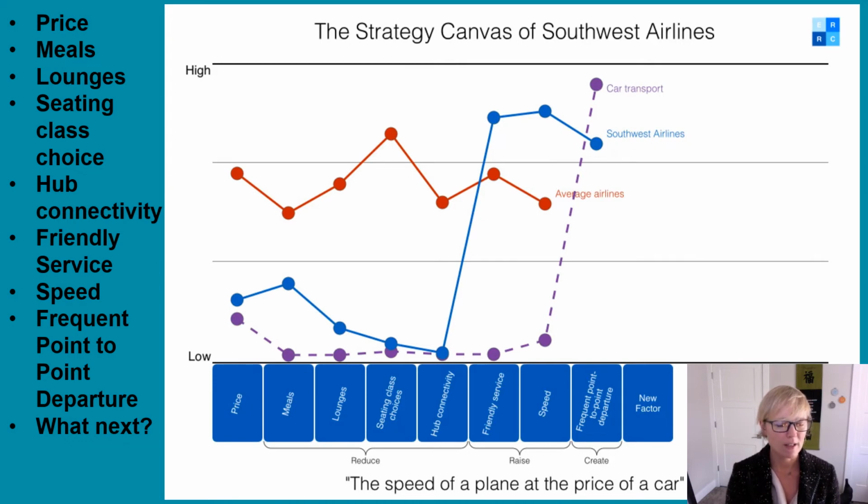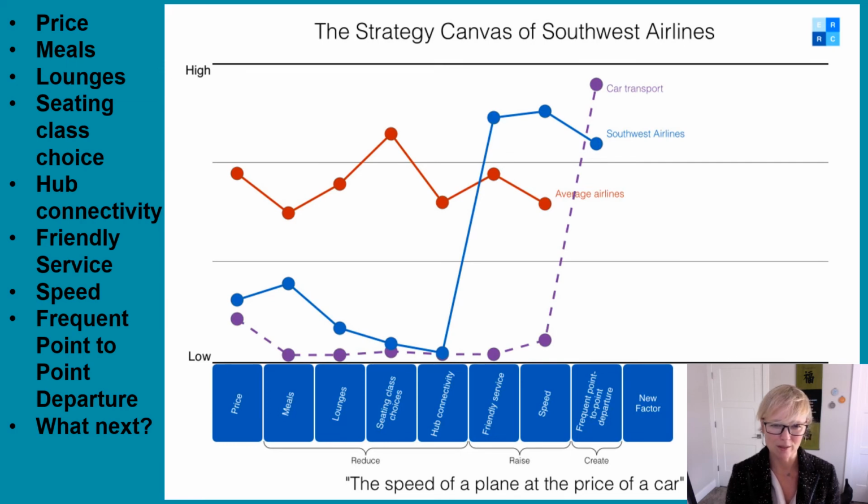And then all of the other metrics in there are important for sure. We're seeing where Southwest Airlines is providing less meals and lounges and seating classes and hub connectivity than your average airline. And then when we get over to the metric of friendly service and speed, then Southwest is differentiating themselves by providing more friendly service and speedier service than other airlines.